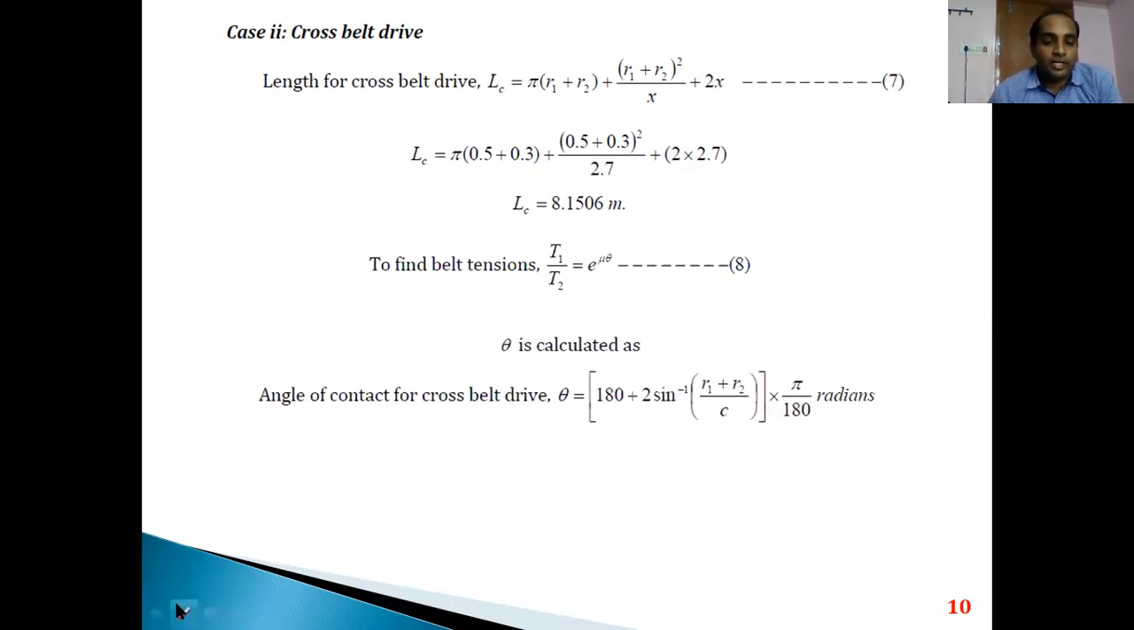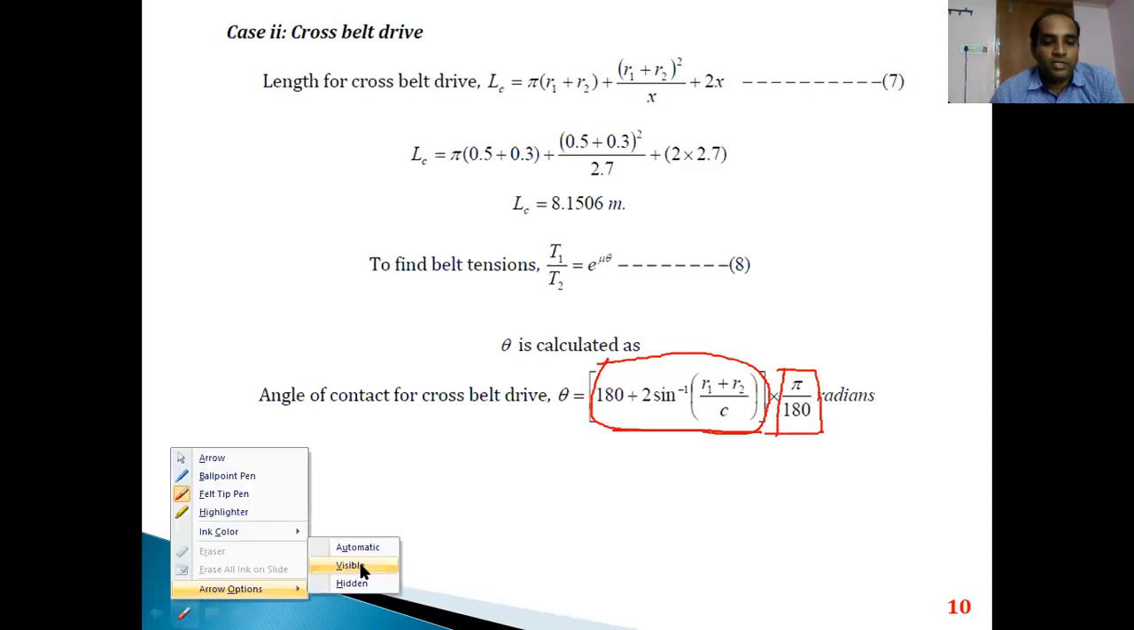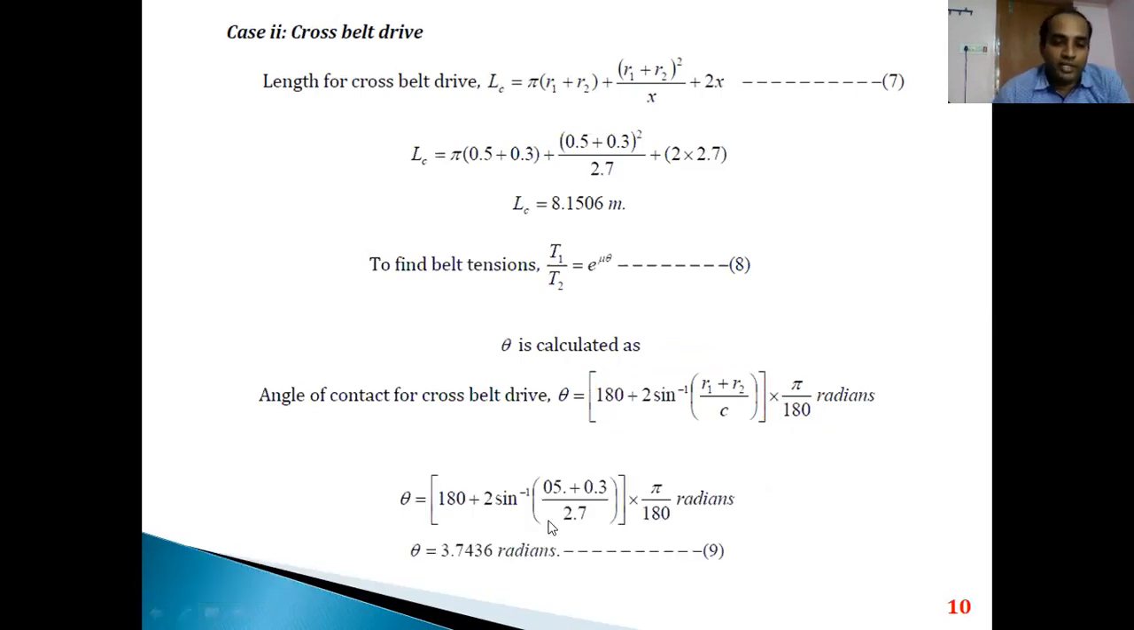So angle of contact here for the cross belt drive case becomes 180 plus 2 sine inverse of (R1 plus R2) by C. Once you use this equation, you get the value in terms of degrees, which you need to convert to radians by multiplying by pi by 180. The resulting answer is in terms of radians. So the value of theta we get now is 3.7436 radians.